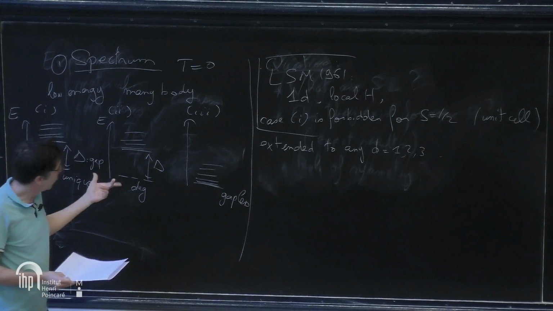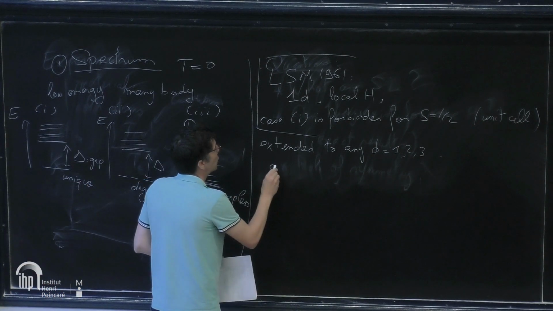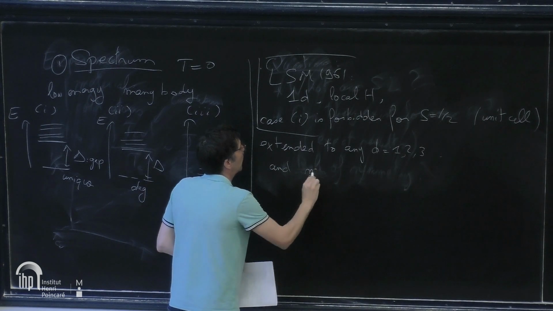But in 2D, you can have topological order. And in fact, there are many more constraints.